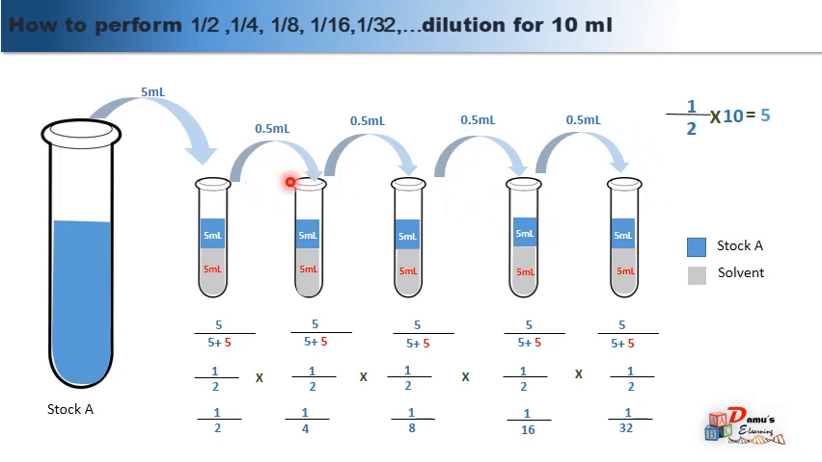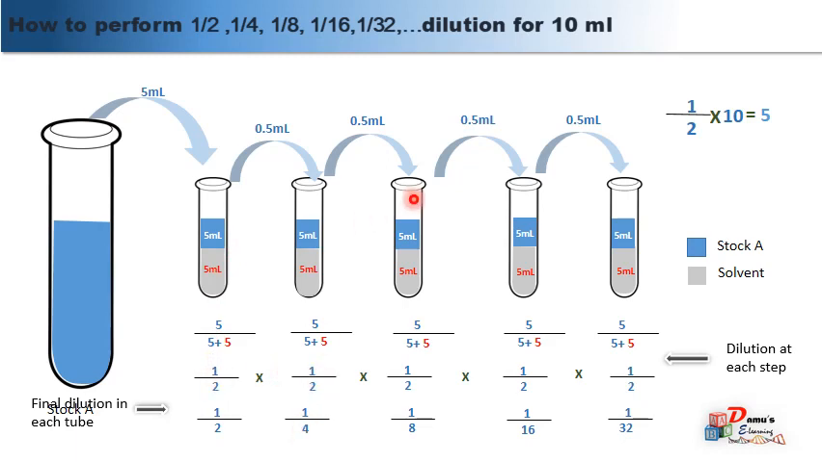Between each step it is very important that we mix the stock as well as the solvent properly, otherwise whatever we take into the next tube may not be a uniform mixture and the concentration can vary. So if you look at the dilution that is happening here, 5 divided by 5 plus 5, which is 5 by 10, which is again 1 by 2. Now this is a 1 by 2 diluted solution. This again we are diluting 1 by 2 times. So the total dilution in this tube will be 1 by 2 into 1 by 2, which is 1 by 4.